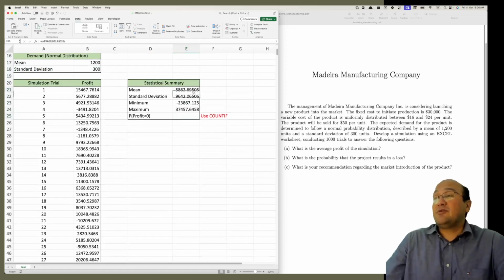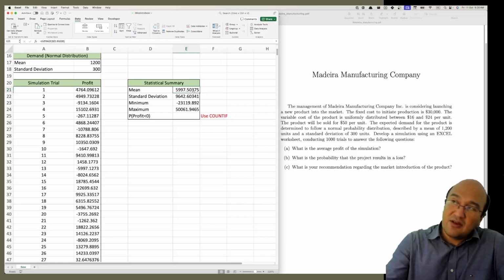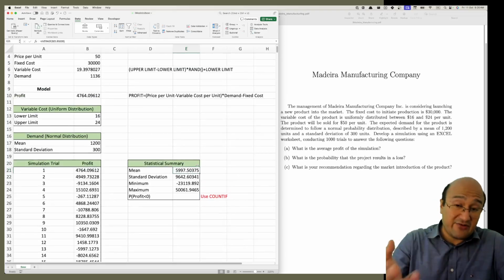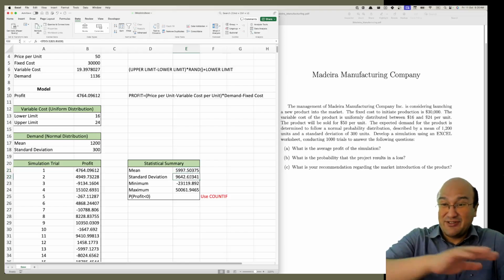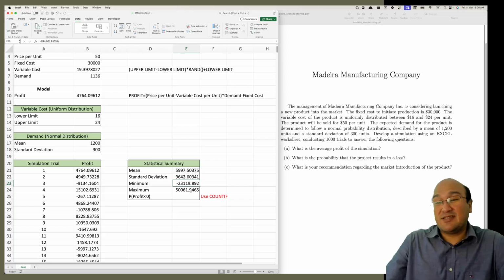Okay, for example, we know that the average is around $6,000. So on average, we get $6,000 of profit. But this profit has a lot of variation, of dispersion. That's what the standard deviation gives us. The minimum, that's the worst case scenario of these 1,000 simulations, is a very big loss. And the maximum is a very big profit.